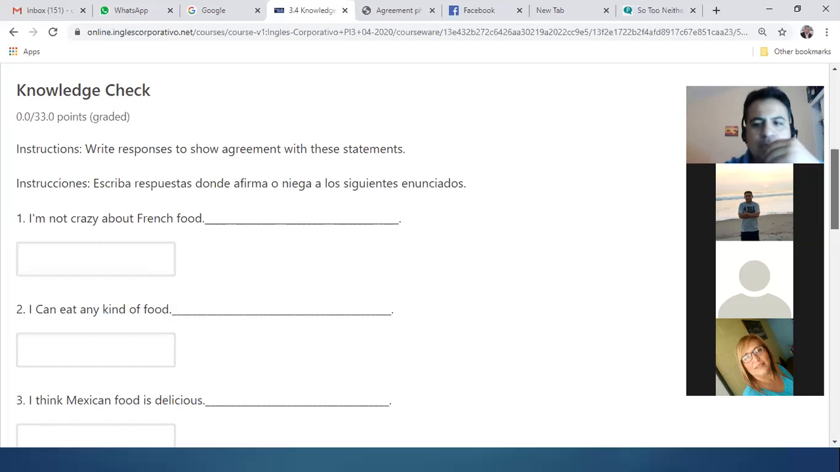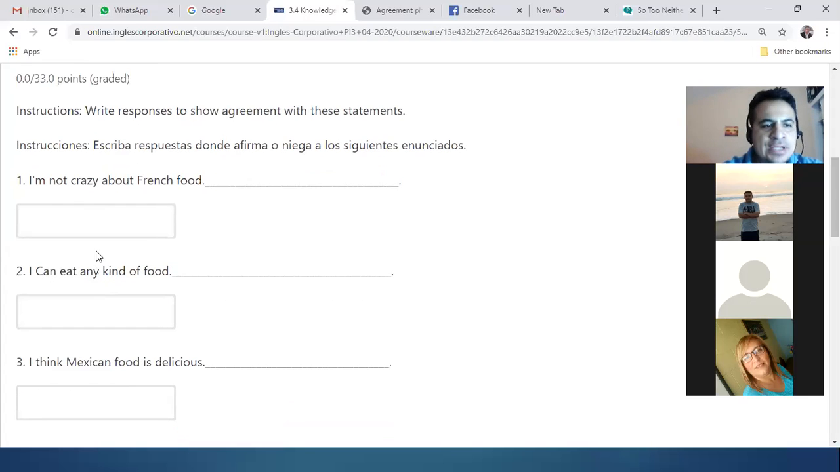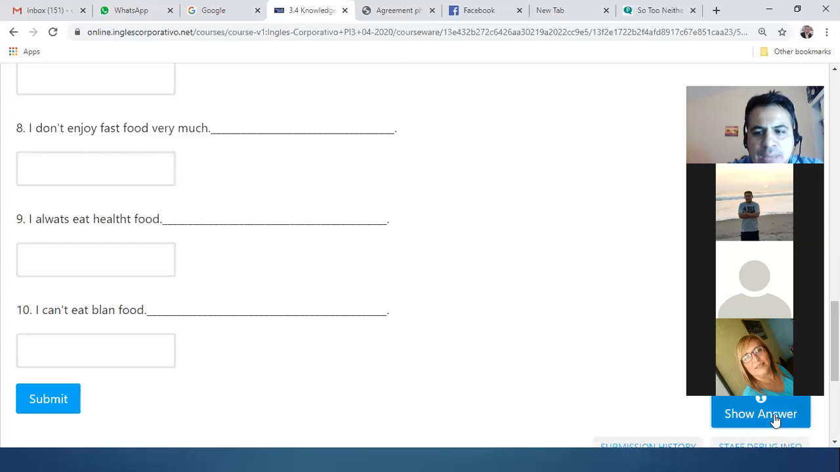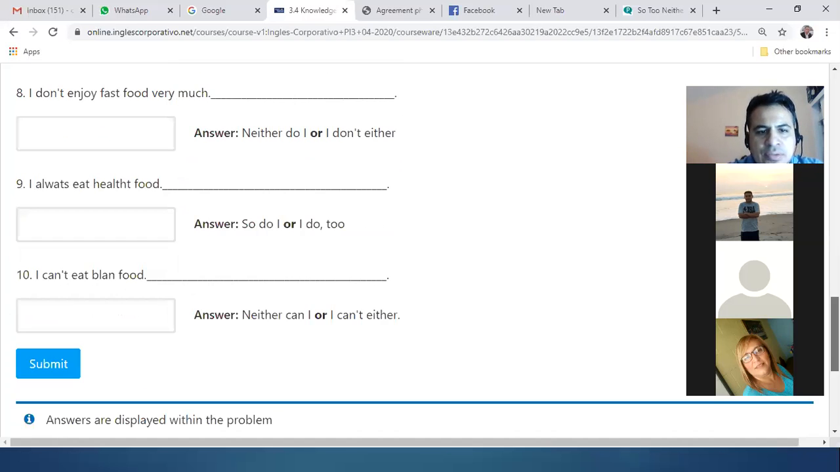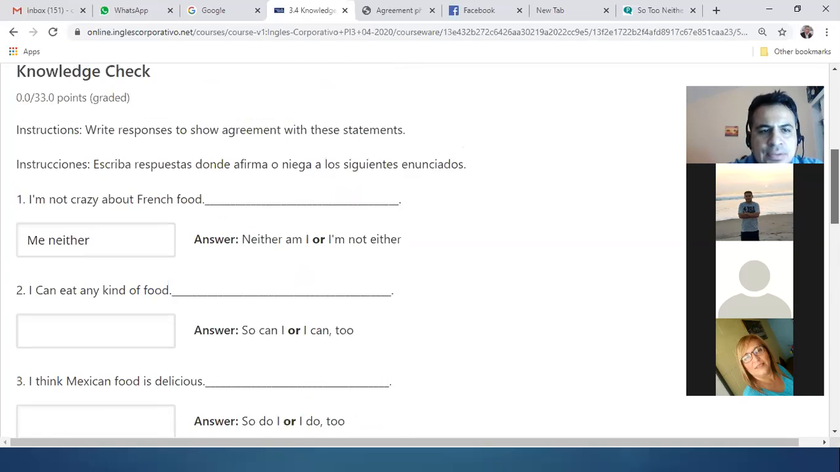Okay, nothing. Por veces es solo un error, así como un punto o una letra. Okay, for example, number one, I am not crazy about French food. Me either, right? Me neither. Creo que sí voy a tener que poner el puntito. Ah, no. Aquí está el puntito al final. Entonces lo voy a dejar fuera. Okay? I'm going to show you the answers, right? Just so you can see, right?